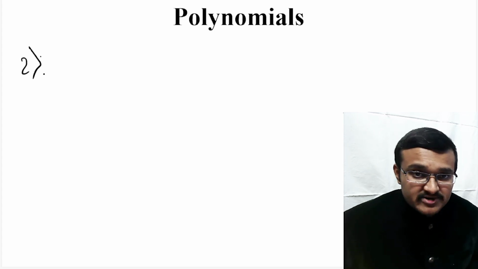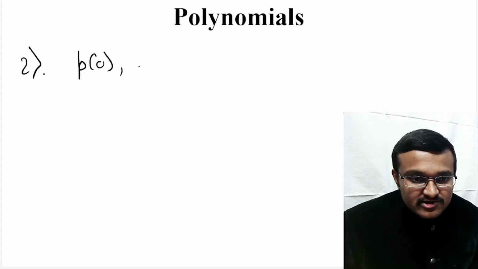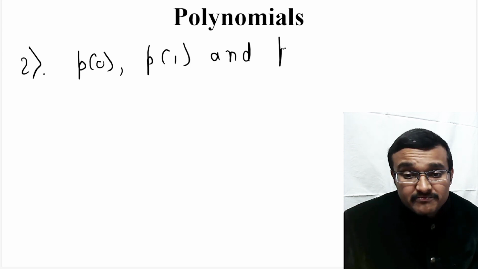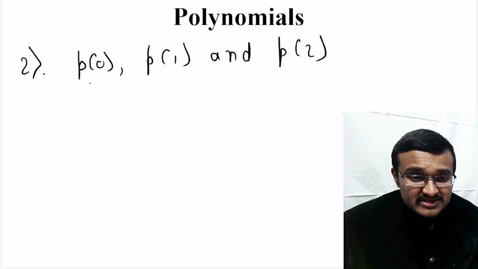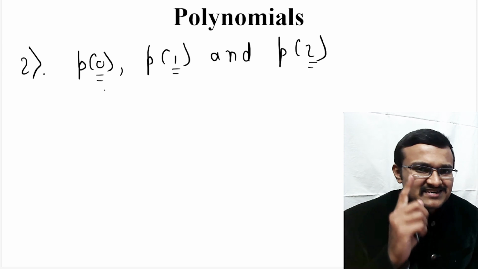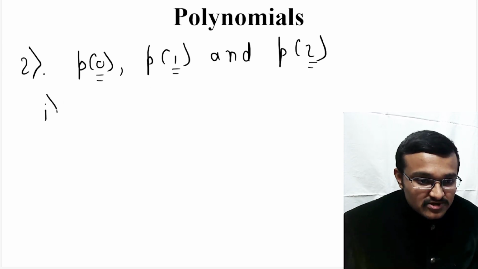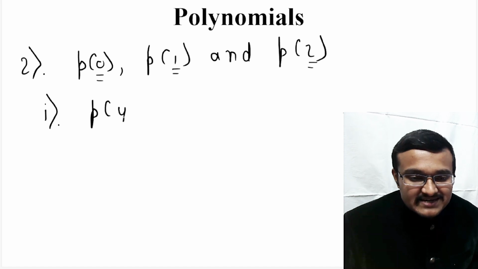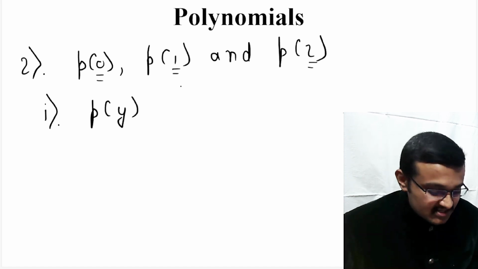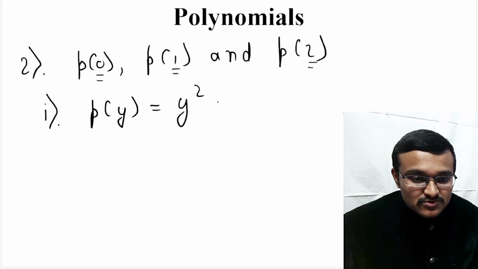Coming to the second question in this exercise, you have to find p of 0, p of 1 and p of 2 for the given polynomials. That means in the place of the variables you have to substitute 0, 1 and 2. I'll just solve one question. The remaining questions you can solve on your own, because these are practice questions which you have to practice multiple times to understand.